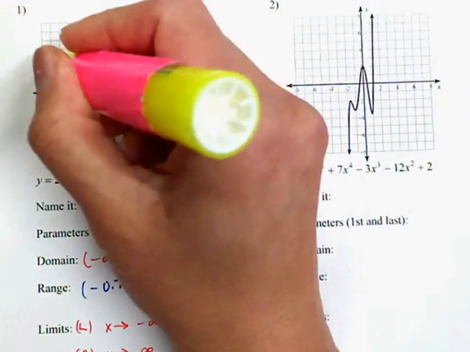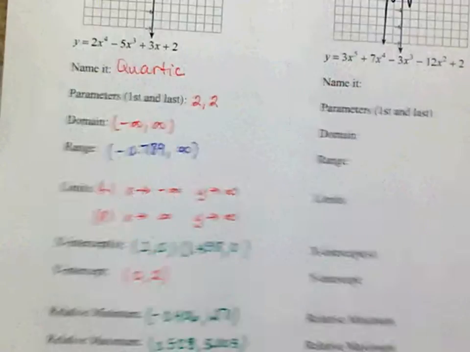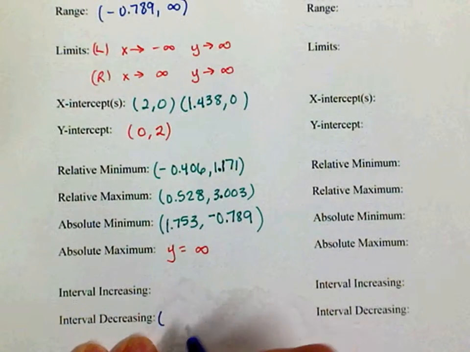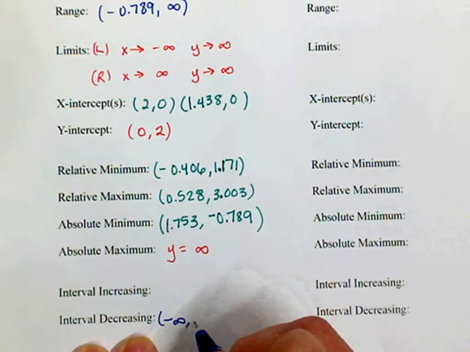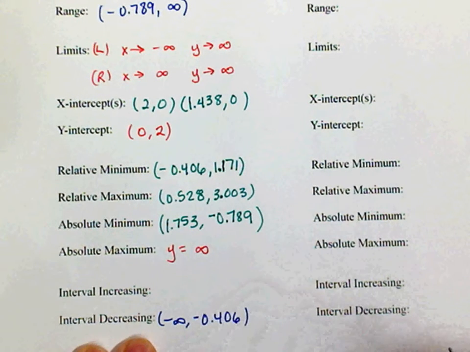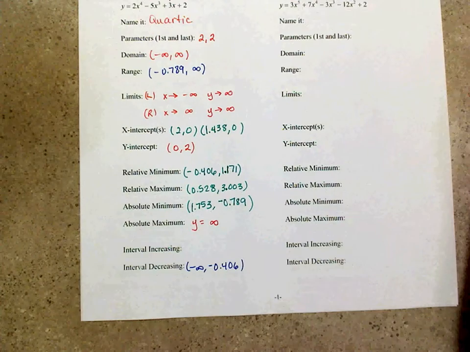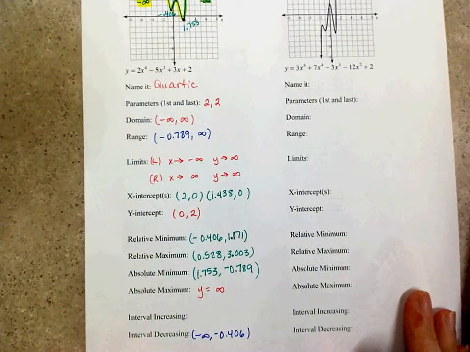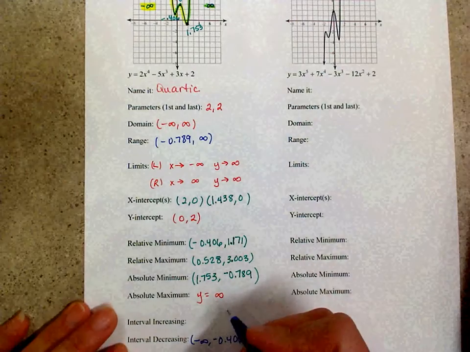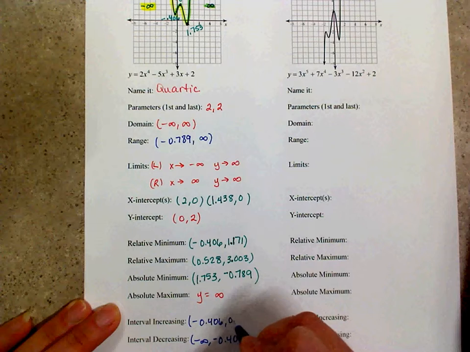So, did you guys see that? So now let's write our points. Here we go. Decreasing from negative infinity to negative 0.406. Okay? Let me zoom in out there so you guys can kind of see. You see that? All right. From here to here, we are increasing. So I'm increasing negative 0.406 going to 0.528.